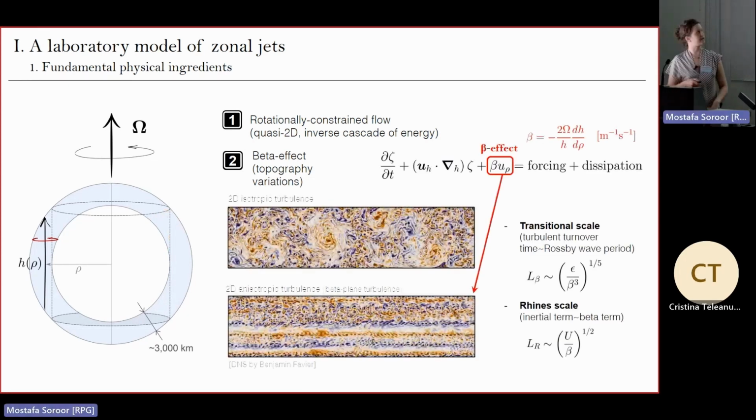I define two scales here. The transitional scale, which will be used in the following, is basically the smallest scale at which your flow will become anisotropic. So it's when a turbulent turnover time equals a Rossby wave period. And the Rhines scale, which is thought to be commensurate with the typical scale of the zonation that appears in the system. So this is the large scale of the zonation.